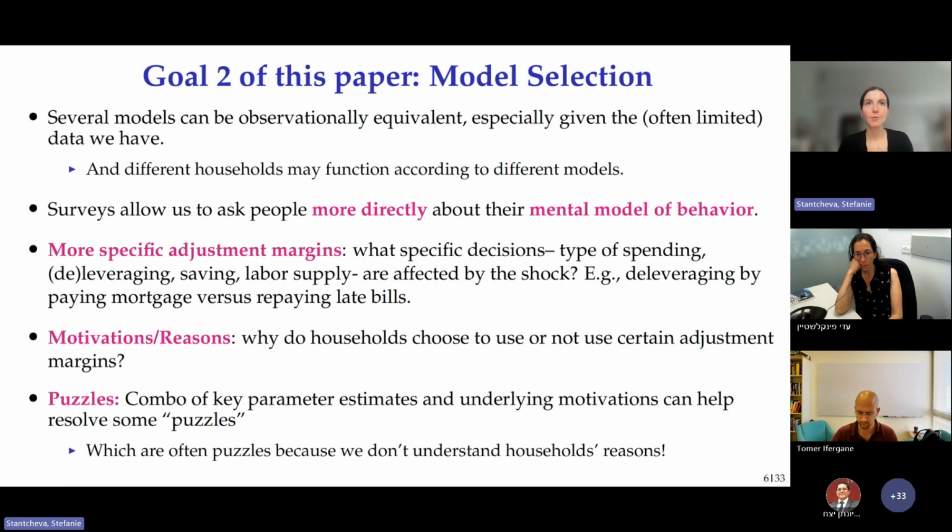And then it can also help us rationalize some puzzles. The combination of the parameter estimates from the first goal and these underlying motivations can actually help us shed light on some puzzles, which I guess we call puzzles because we don't really understand households' reasons in the first place. And here we can more directly ask about them. So this is what we're going to do in this paper, what I'm hoping to cover. And please, of course, feel free to jump in with questions as we go.